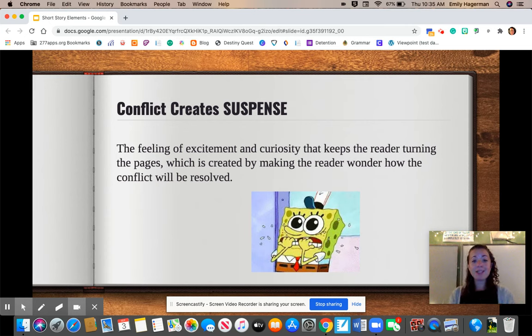Conflict is actually creating suspense. We have this conflict, this issue, and it creates this feeling of excitement, of curiosity. You're turning the pages because you want to know what happens. How is this problem, this conflict, going to be resolved?